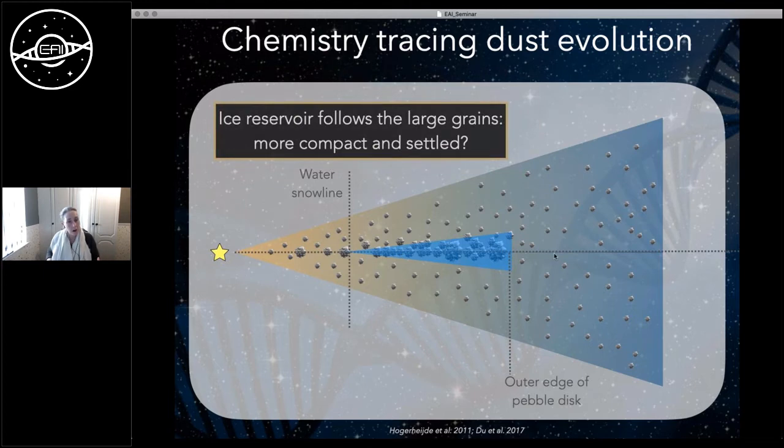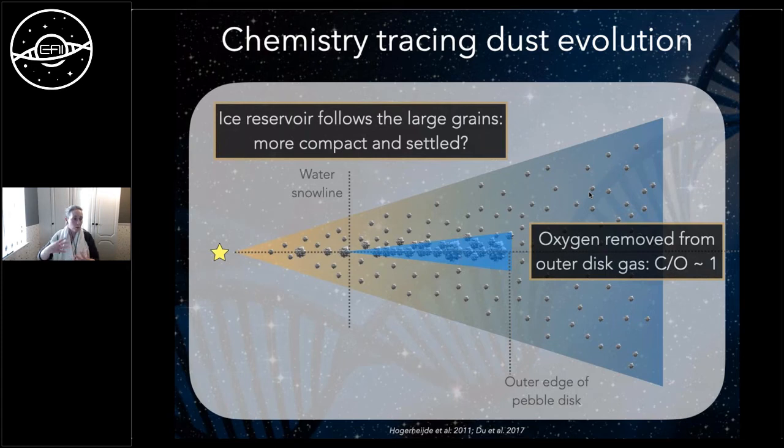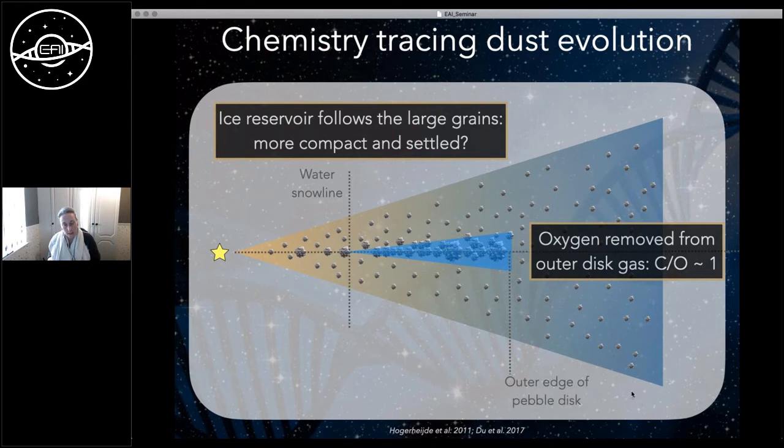Now, because the ices are oxygen rich, what you end up doing is removing oxygen from the outer regions of the disk. So you end up pushing the gas phase elemental abundance of C/O around 1 or even higher. And that's where you start to get hydrocarbons being formed and being abundant enough to emit quite strongly in the disk.